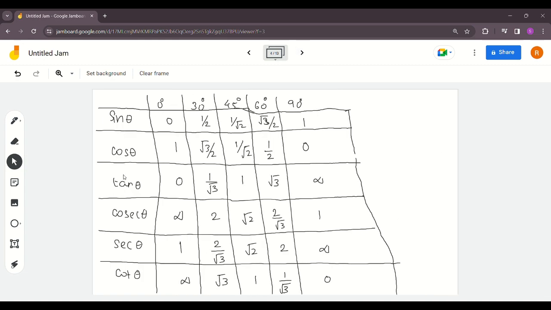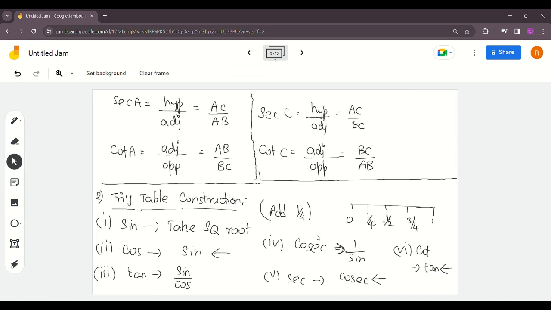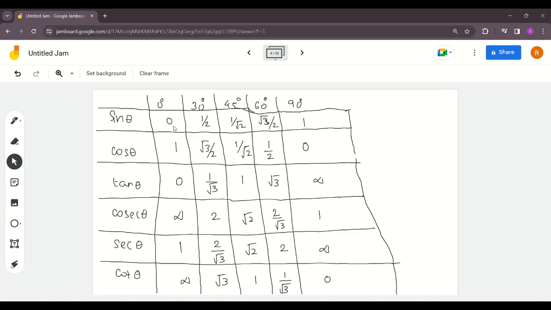Sin theta, cos theta, tan theta, cosec, sec and cot. Just put these values: 0, 30 degree, 45 degree, 60 degree and 90 degree. Now what did I tell you? For sine, you will have to remember this: square root of all these values. So square root of 0 is 0. Square root of 1 by 4 is half. Square root of half, individually you have to take the square root, that is 1 divided by root 2. And square root of 3 by 4, individually you have to take, this is root 3 by 2. And square root of 1 is 1. So the values of sine will be 0, half, 1 by root 2, root 3 by 2 and 1.